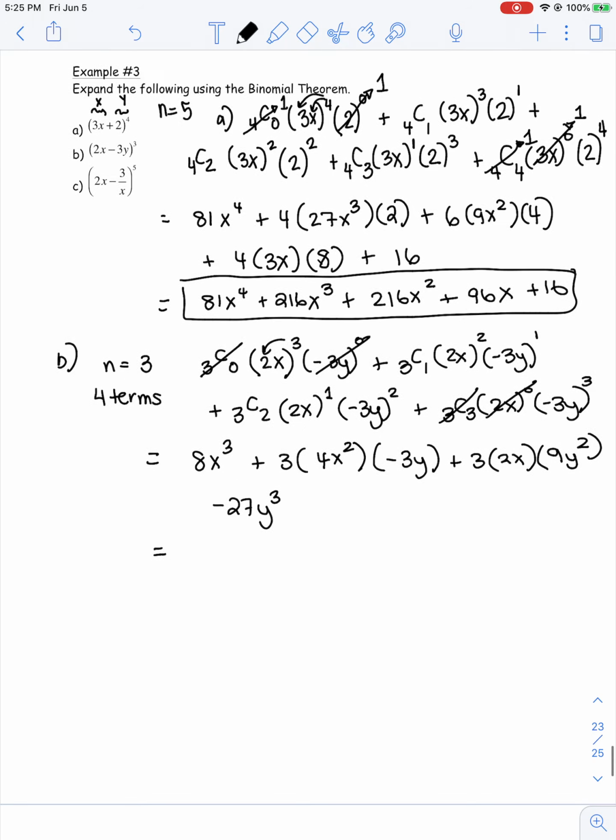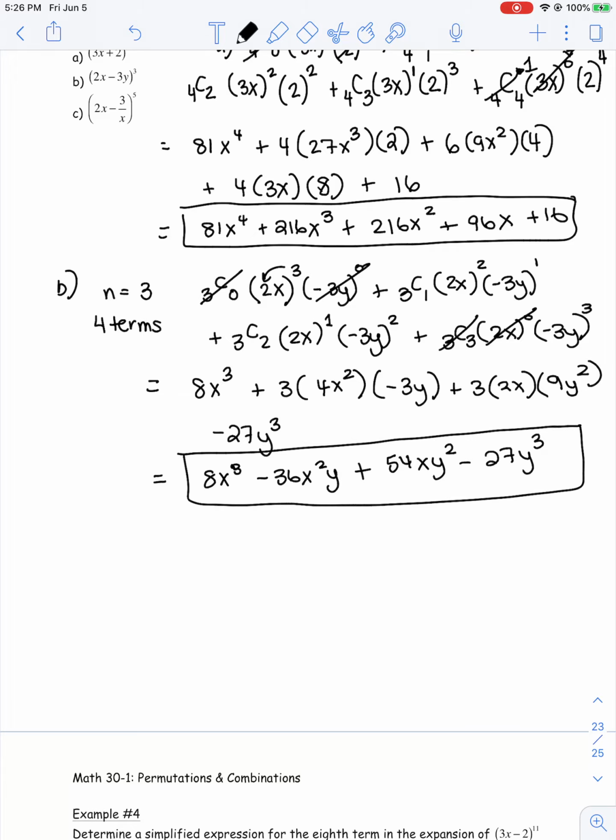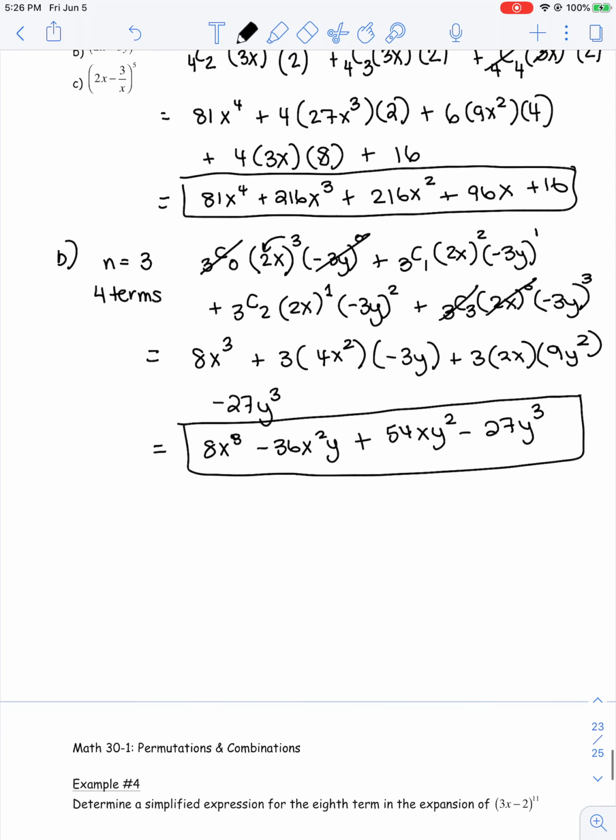So that's simplified. Now we still have to put all the coefficients together by multiplying them. So the second term is going to be 3 times 4 times negative 3, which is negative 36. So in between the signs, you should have negative 36, x squared and y, plus 3 times 2 times 9 is 54x y squared. And then we have minus 27y cubed. So that's your expansion from the binomial. And now we're on to our last one.